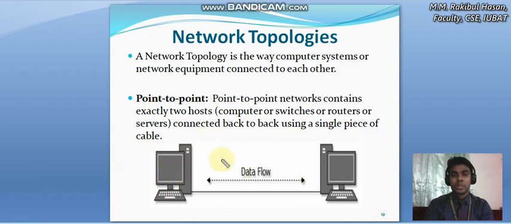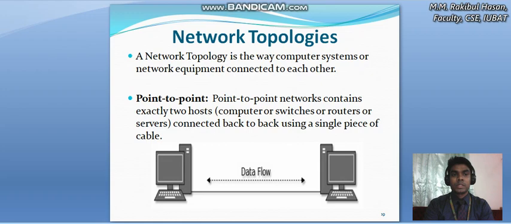each other. So in the picture, you can see this is computer number 1, this is computer number 2, and by using a cable, they are connected. And this computer can send data to this computer, or this computer can send data to this computer. Okay, that's why they say a point-to-point network consists of exactly two hosts connected back to back using a single piece of cable. This is a single piece of cable, and this is the first computer, this is the second computer, right?